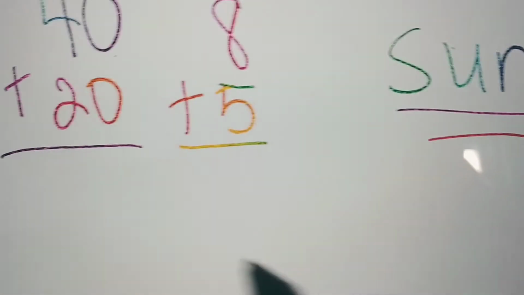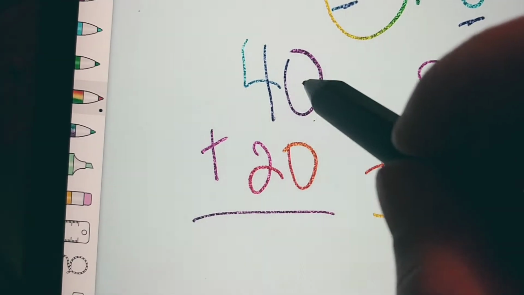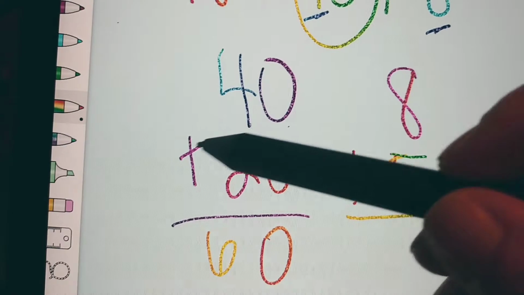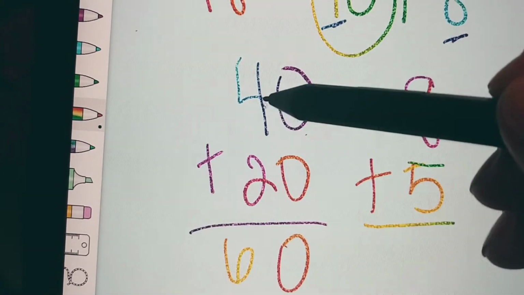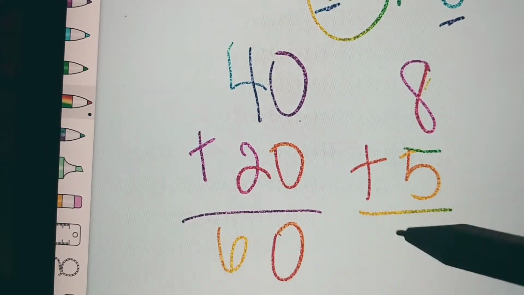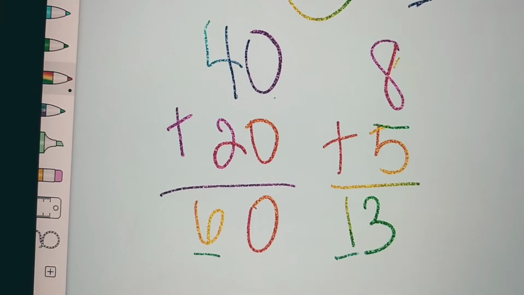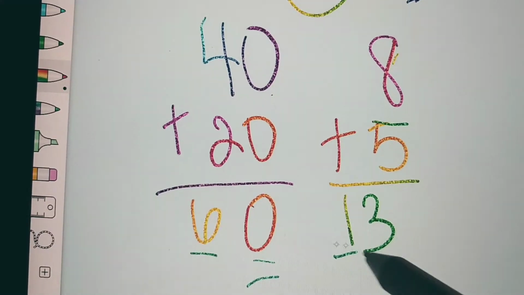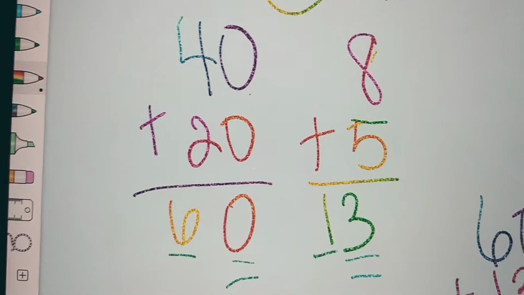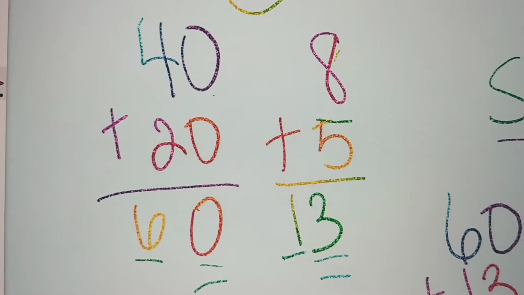Okay. So we're going to take the sum of these 2 things and we are going to then add them together. 20 added to 40 is 60. 8 added to 5 is 13. You notice that they both have numbers in the tens place and numbers in the ones place. So now what we're going to do is write 60 plus 13 and add that together. So 0 plus 3 is 3, 6 plus 1 is 7. So the answer is 73.